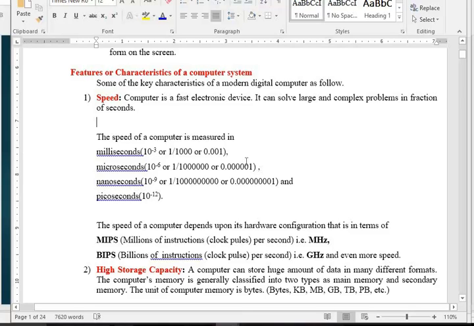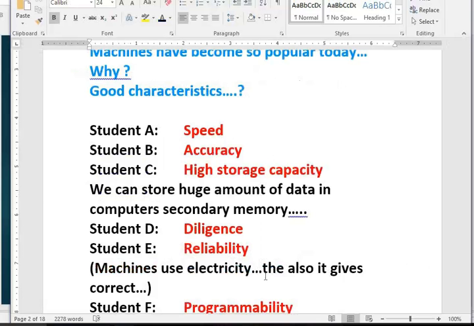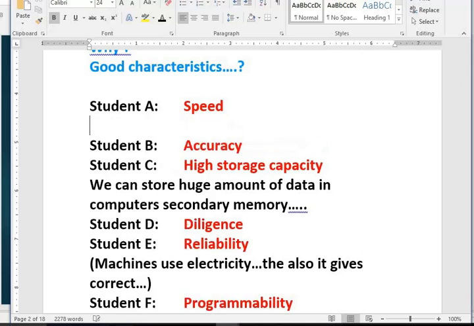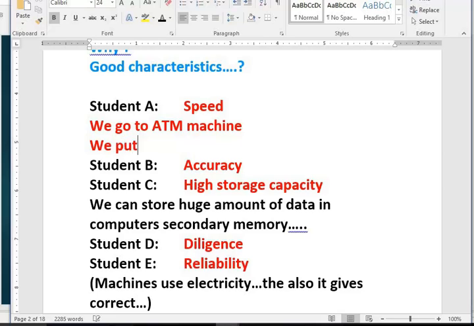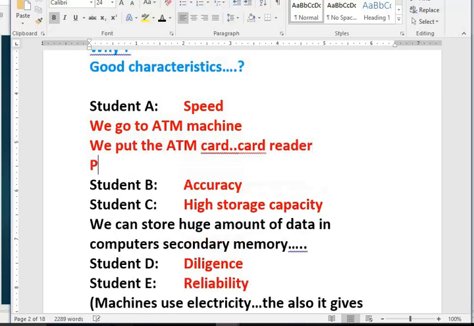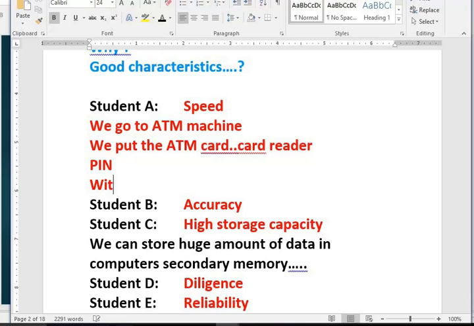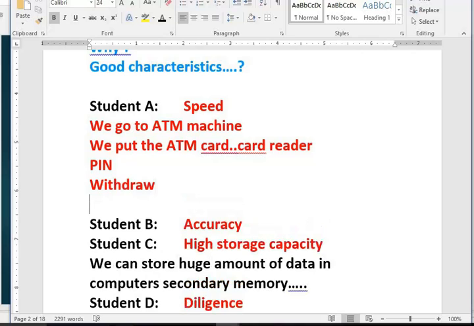Now I give an analogy example. We go to an ATM machine to withdraw money. We put our ATM card in the card reader. We enter the PIN correctly. Then we choose the withdraw option and enter the amount to be withdrawn as 10,000 rupees.